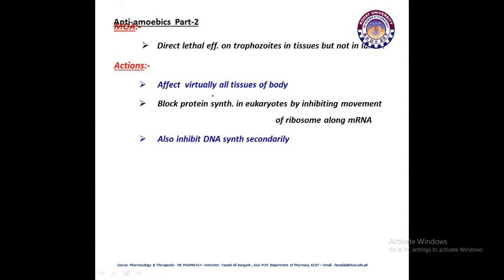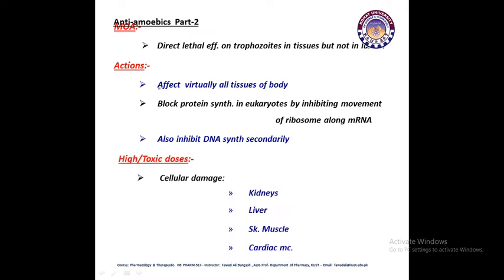The mechanism is a direct lethal effect on the trophozoites in tissues but not in the lumen. They affect virtually all tissues of the body. They block protein synthesis in eukaryotes by inhibiting the movement of ribosomes along the messenger RNA, which is necessary for protein synthesis. They also inhibit DNA synthesis secondarily.